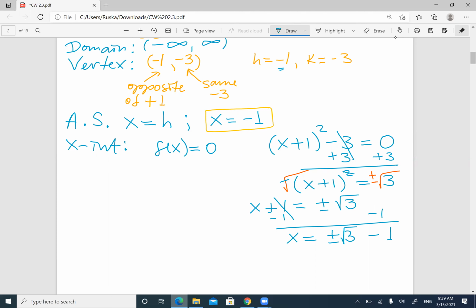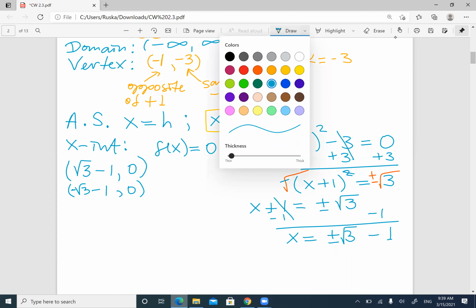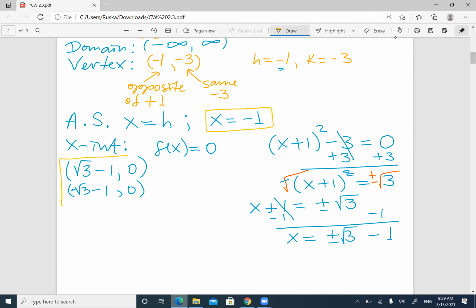And the points on the graph are going to be square root of 3 minus 1, comma 0. And the other point is going to be, I'm sorry, minus square root of 3 minus 1, comma 0. So these are my x-intercepts. These are the 2 points I'm going to use, right?